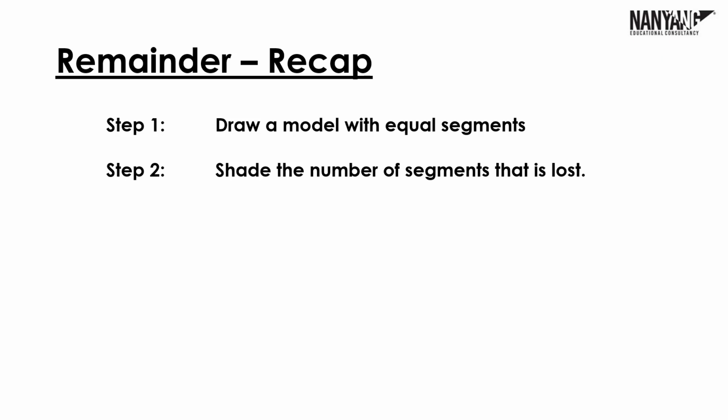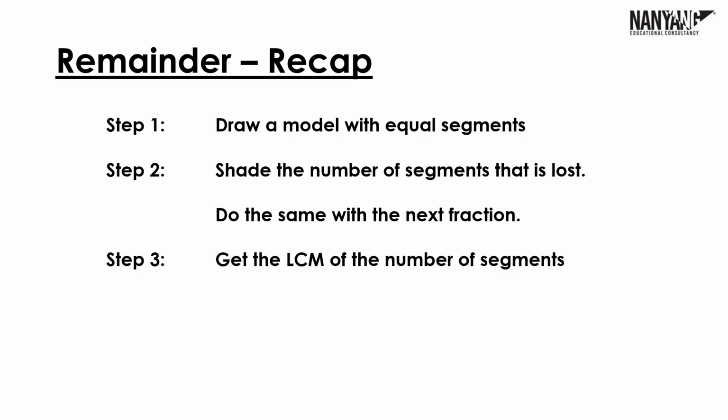Now let's do a recap. First, we draw a model with equal segments. Then we shade the number of segments that is lost. We can do it both times, one for the food, one for the drink, as in the previous question. And we do the same for however many fractions the question gives us. Next, we get the LCM of the number of segments. That will be the number of units, and then we can find out what 1 unit is. Finally, we can solve the question.